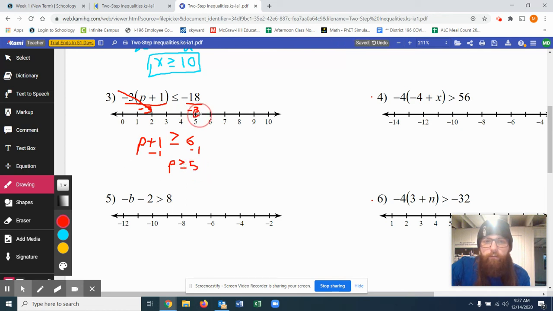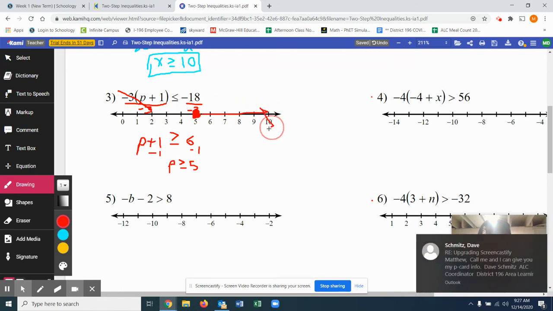Draw a closed circle at 5. Figure out, do I point to the right or left? Well, my answers need to be bigger than 5, so this way is the way to go.